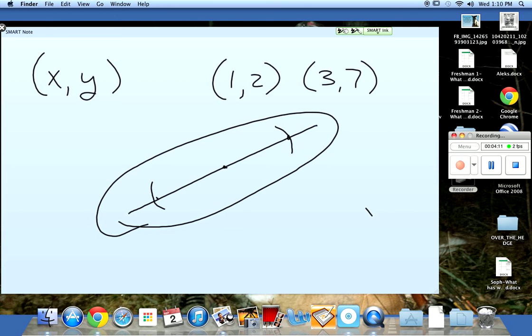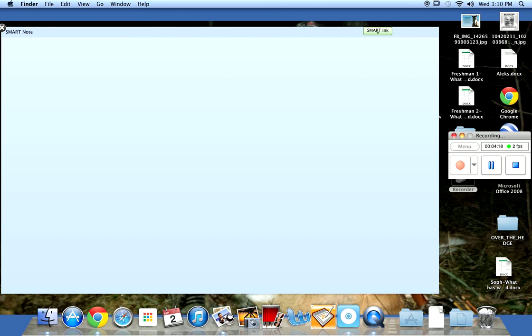Graphing. Oh, here's what I hate. This never works for me. Oh, it did. Whew. Actually, I've got an easier way to do that, too.